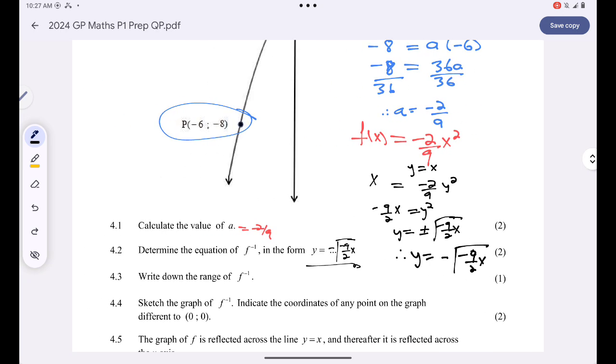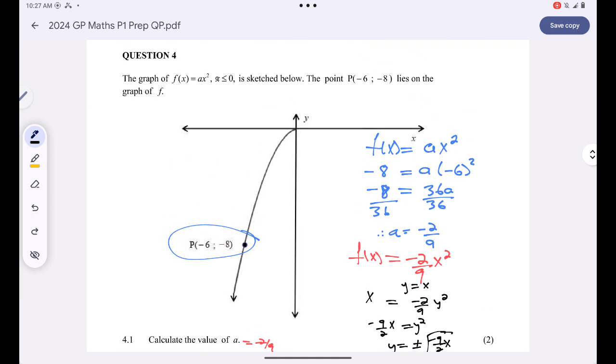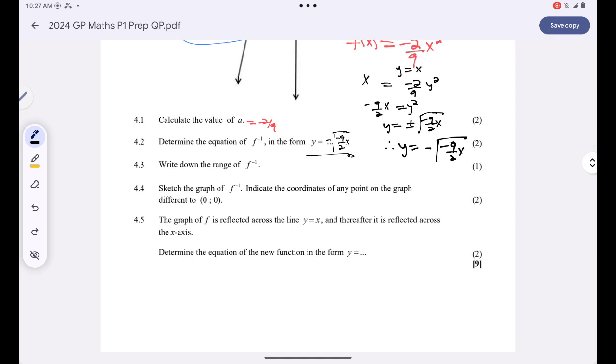Now, okay, now they want us to write the range of the inverse. Remember that, guys, the domain of your original graph will always be the range of your inverse. Together, for the domain, we were told that x is less or equal to 0. That means the range of our inverse will simply be y is less or equal to 0.